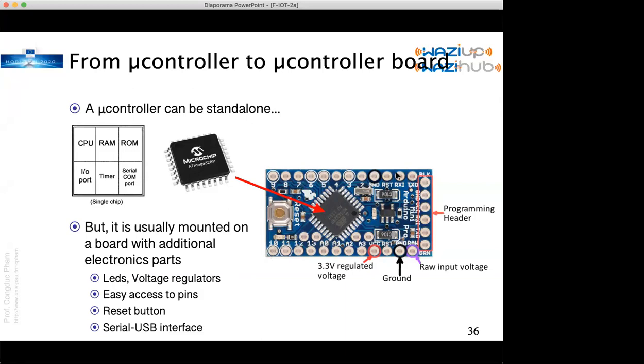But then all these pins are exposed to larger pins, so you have better access to the pins. You add a serial USB interface so you can plug it into a computer much more easily. But remember, if you want to work with a microcontroller itself, it's possible. Okay, that's the difference with a microprocessor.